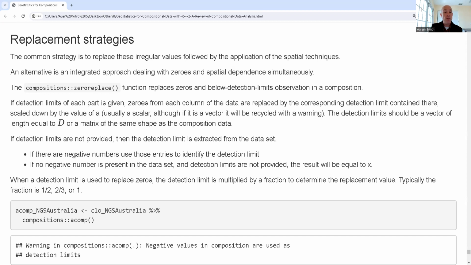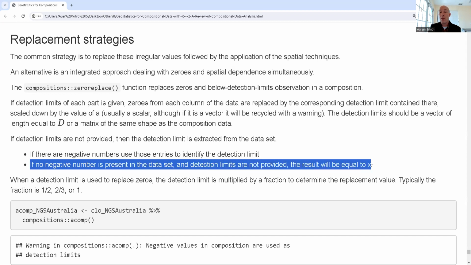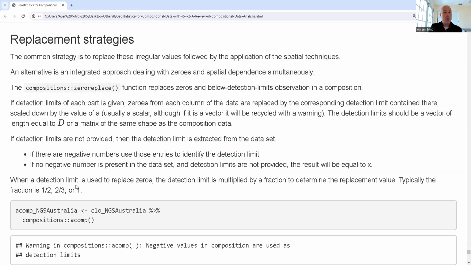If there are negative numbers and detection limits are not provided, it uses these negative numbers to identify what the detection limit would be. If no negative numbers are present in the data set and detection limits are not provided, the result will just be equal to whatever was entered. When a detection limit is used to replace zero, the detection limit is multiplied by a fraction for the replacement value.